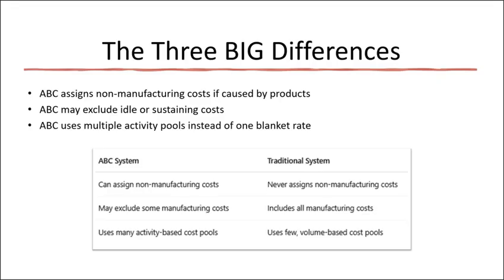ABC may assign non-manufacturing costs to products. Crazy, right? Well, but only if the product causes those costs. Traditional systems, they never do this. ABC may exclude some of the manufacturing cost, like organizational sustaining cost and idle capacity, from the products. Traditional systems allocate all manufacturing cost to products. ABC uses many cost pools, each with unique activity measures. Traditional systems usually rely on fewer pools and volume-driven allocation bases.